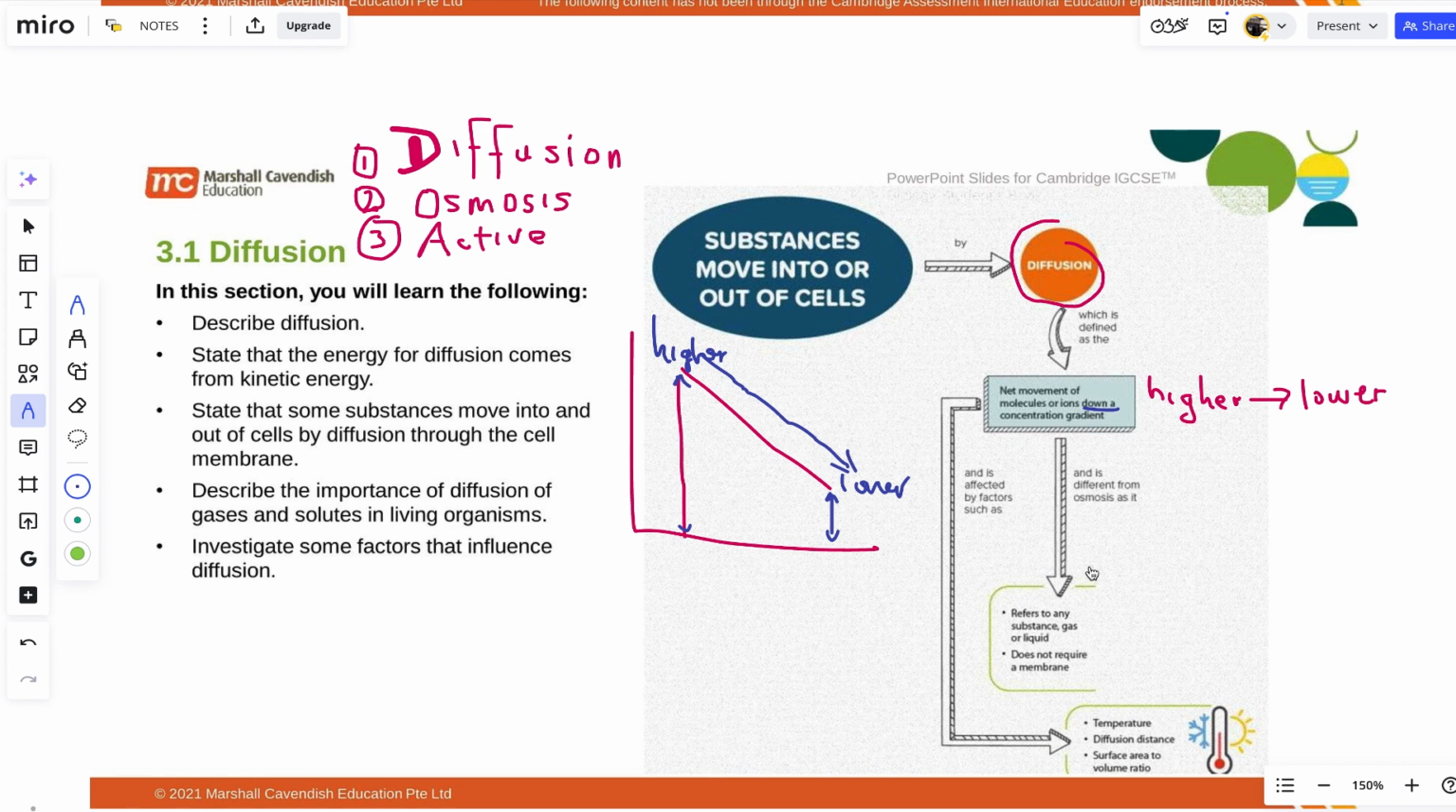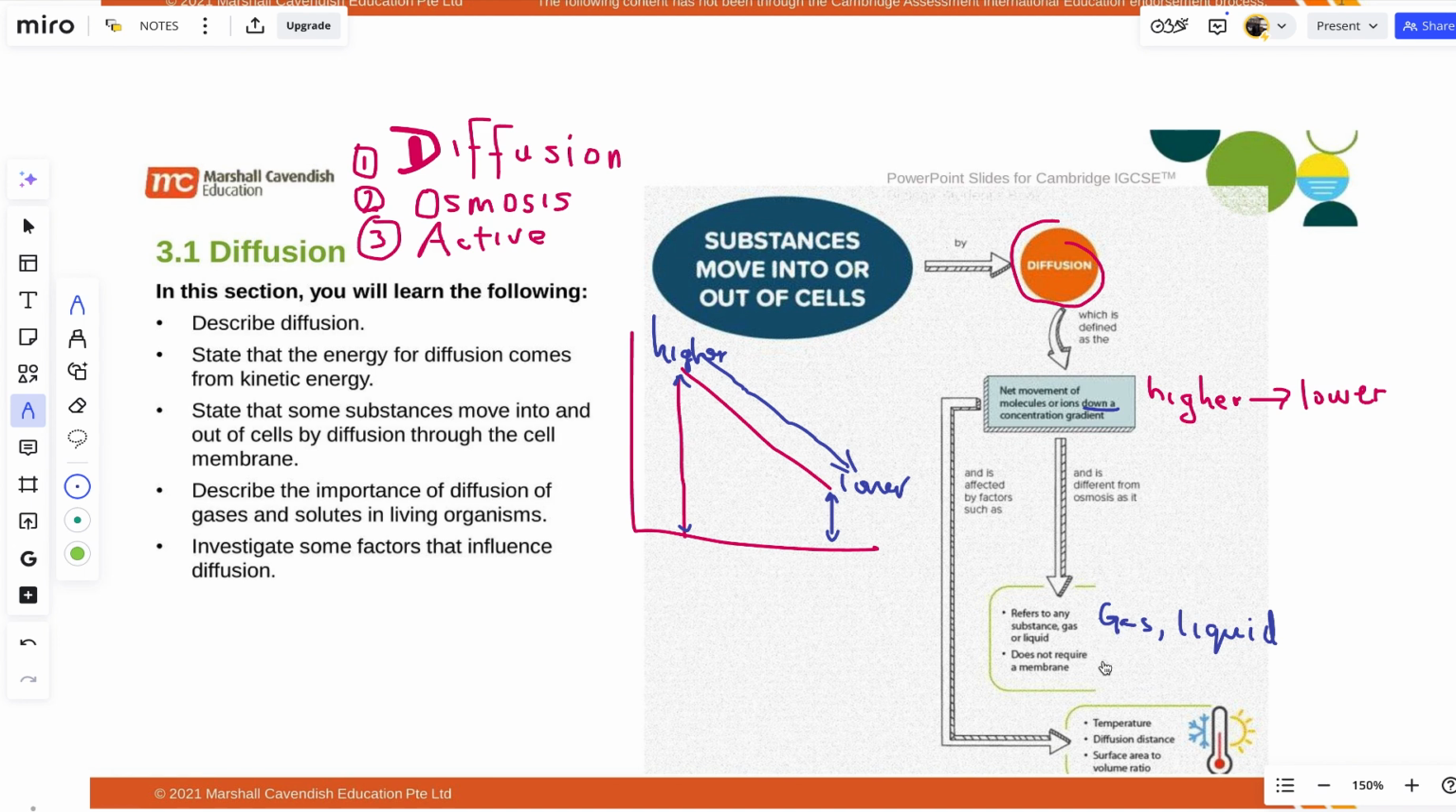Diffusion refers to any substance, whether it's gas or liquid, and it does not require a membrane. So diffusion can happen to gas molecules or gas ions, and to liquid molecules or ions. That's for diffusion, number one, if they ask you what's the difference between osmosis and diffusion.